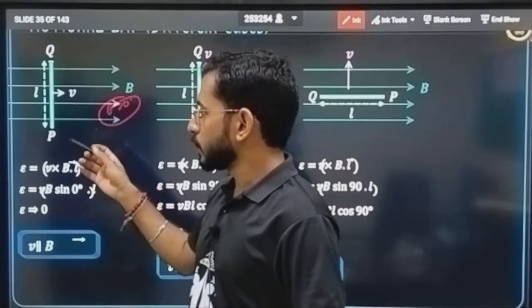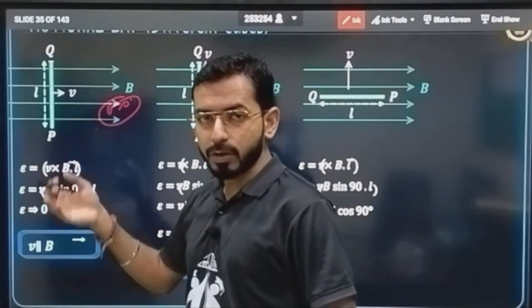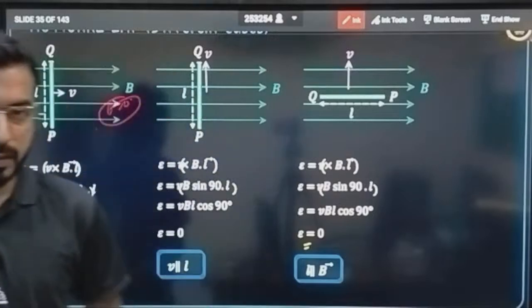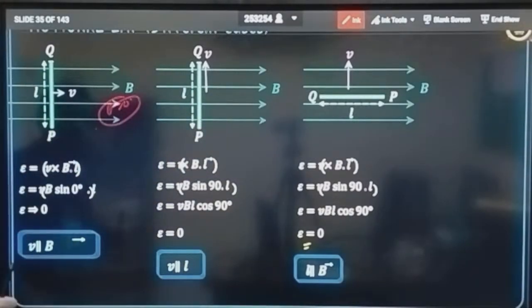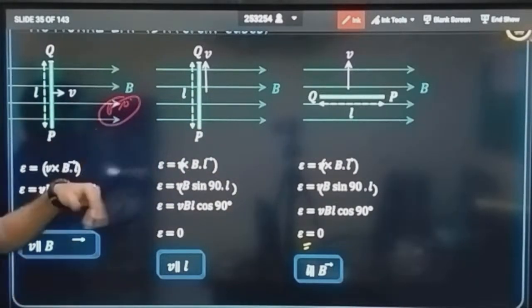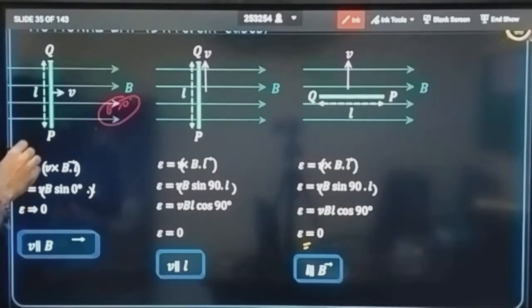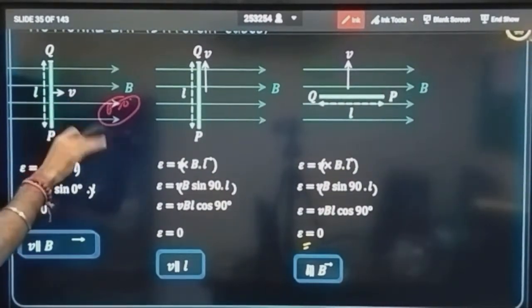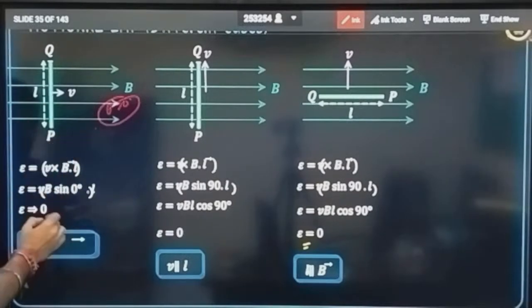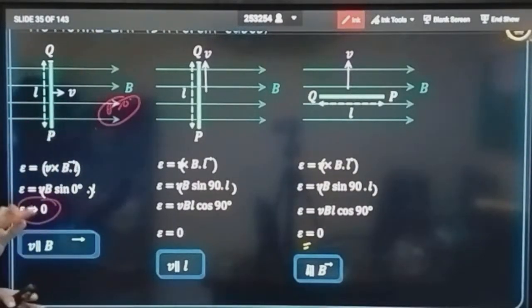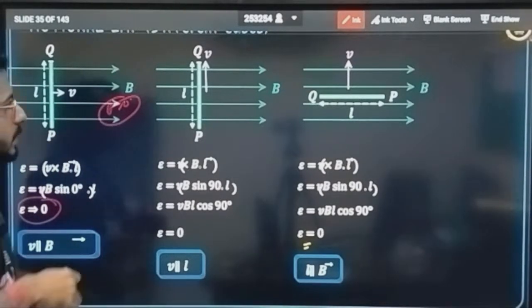What will be the direction that you will be getting? Sorry, theta is equal to 0. That means firstly it becomes 0. If velocity and magnetic field are in the same direction, that means sin theta is equal to 0. That means obviously the result is going to be 0. Clear? Now the next one.